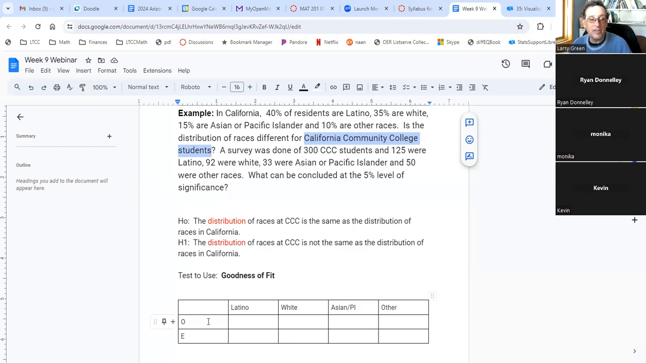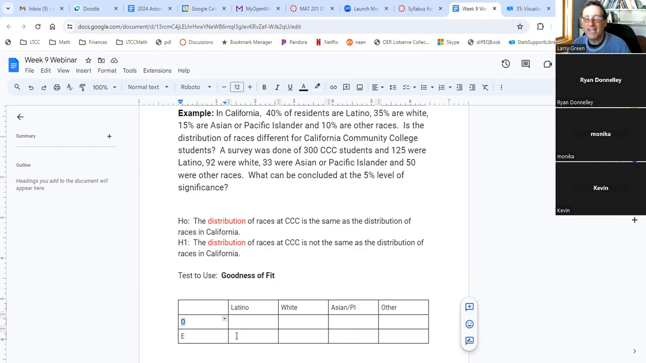So what we're going to do is we're going to write down for the columns each of the possible answers. In this case, the possible answers for this question, a person could be Latino, white, Asian Pacific Islander, or other. And then the rows will be O and E. Any guess on what O stands for? This is O and not 0, by the way. What does O stand for?